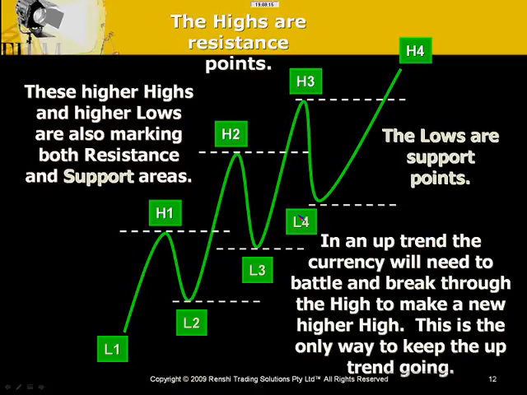Now, these higher highs and higher lows are also marking both resistance and support lines. So once you find these areas, just put a small horizontal line across them, and that will make them stand out a lot more for you, once you find those 2 lower candles to the left and to the right.